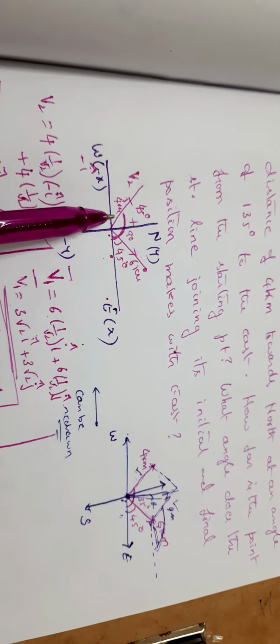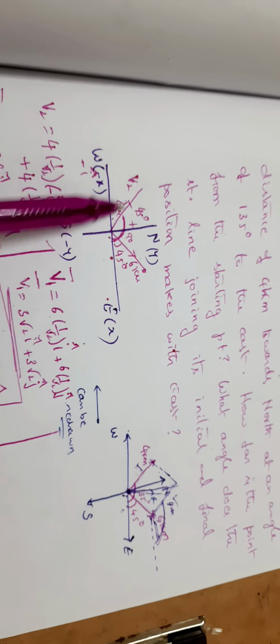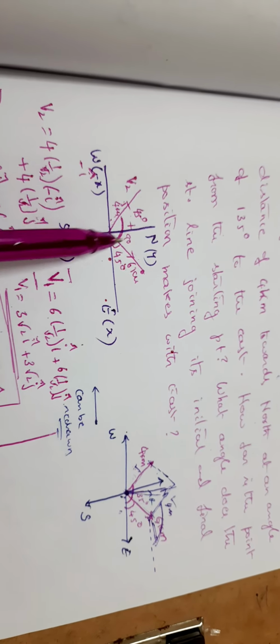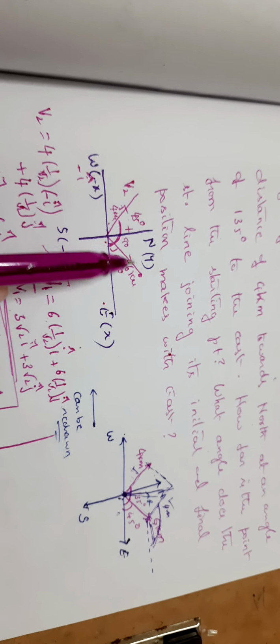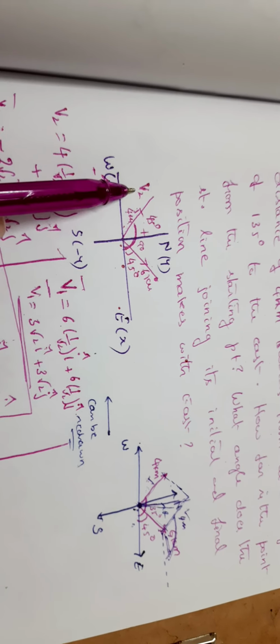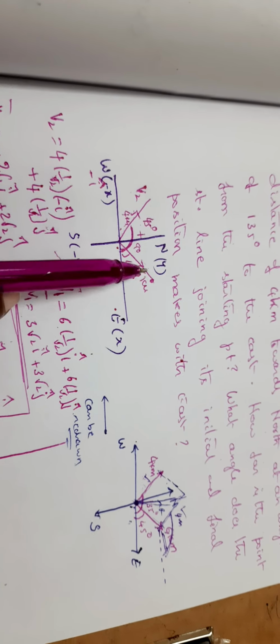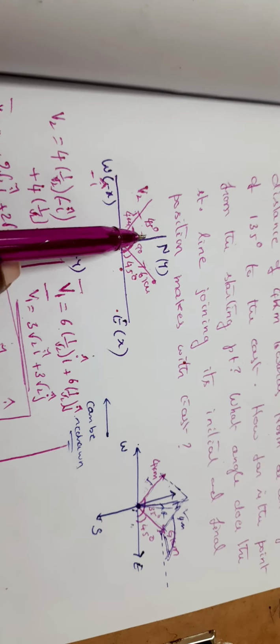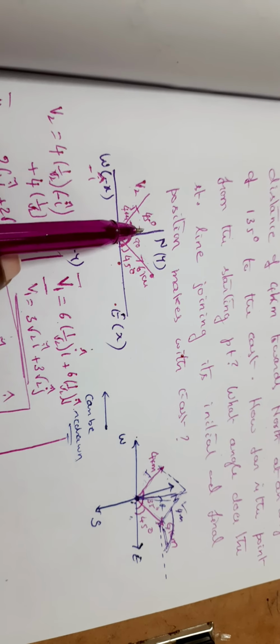So I took the vector here, 4 kilometers making an angle of 135. So what is happening here? This lies in the first quadrant. This lies in the second quadrant. Here it is making 45. I can resolve this into two components. One component acts here, one acts here.